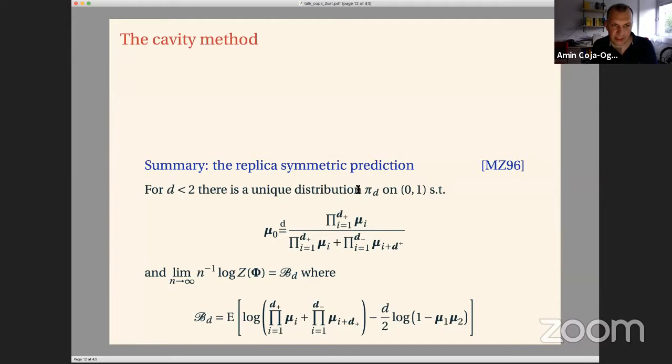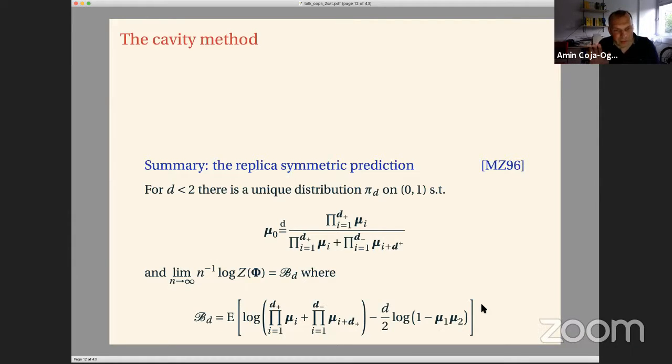prediction holds that there's precisely one distribution on the unit interval that satisfies this stochastic fixed point equation, that is, if you draw independent samples mu i from pi d and apply this formula, you will get something out that is distributed as pi d. And the prediction is that log Z is, in the limit as n goes to infinity, given by the Bethe free entropy that you get if you plug independent samples from this fixed point distribution into the Bethe free entropy.